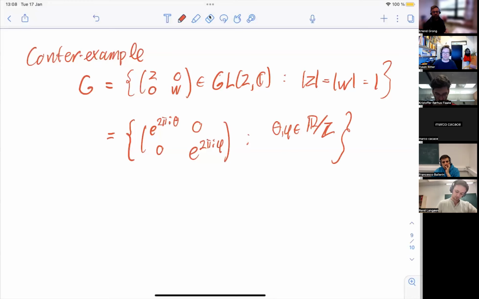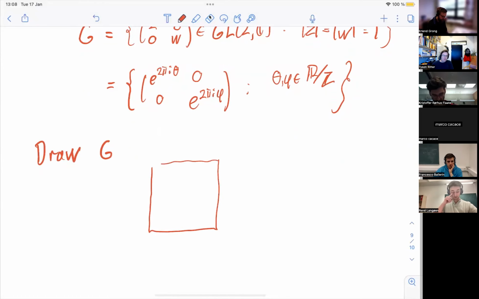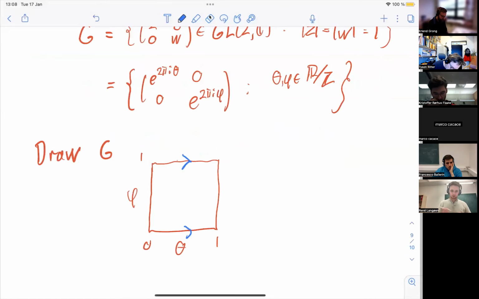So changes in whole integers do not matter for the outcome. The reason I wanted to do that is just to draw G. We can consider it as something like this, where here theta goes from 0 to 1, and here phi goes from 0 to 1. And when we come to the edge, we teleport here, and if we go to the edge here, we teleport here.